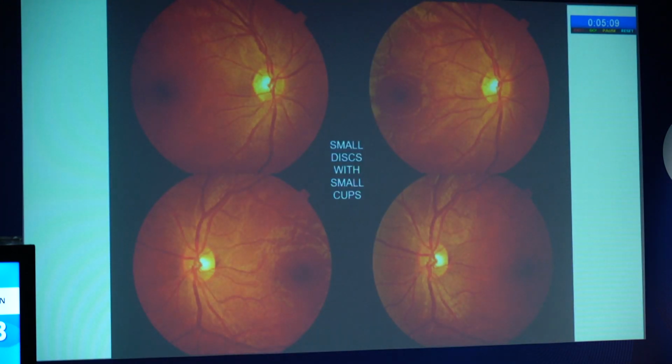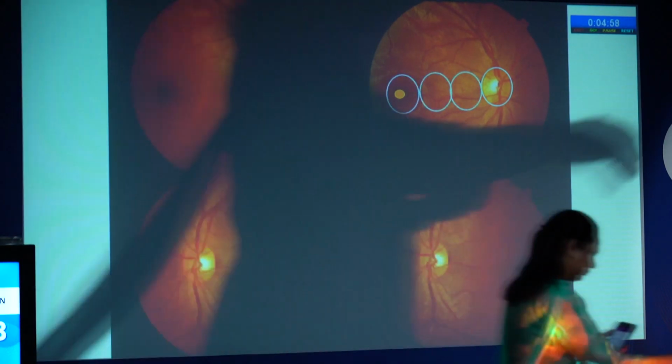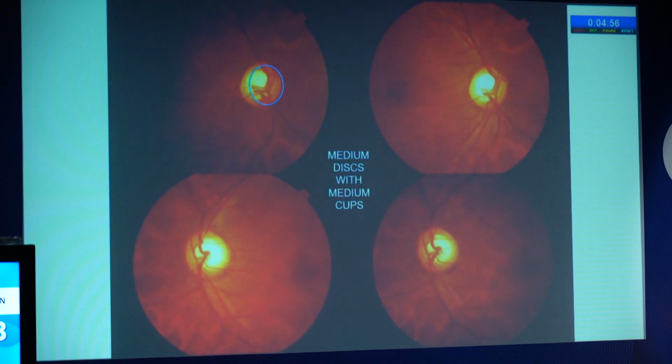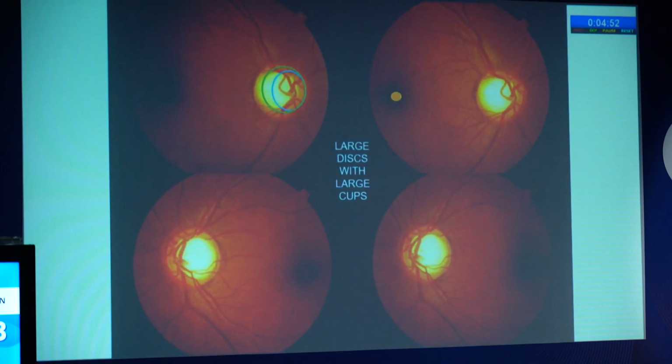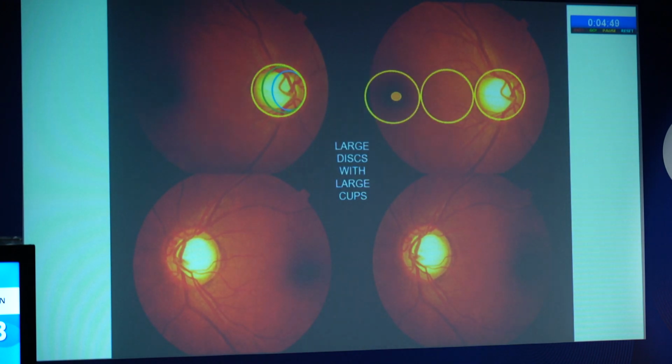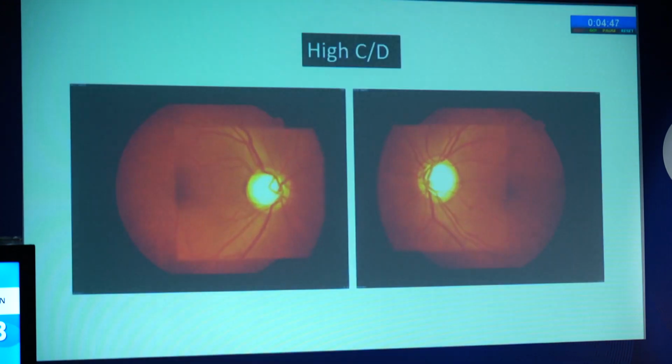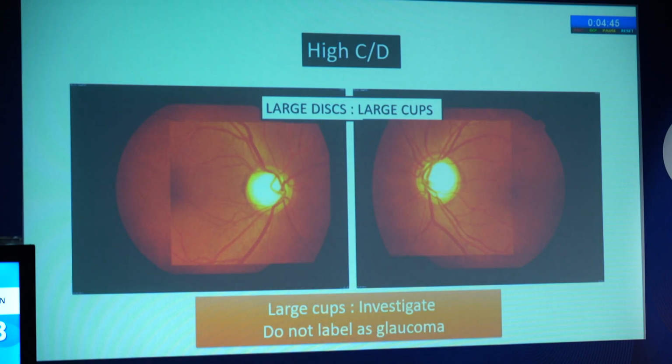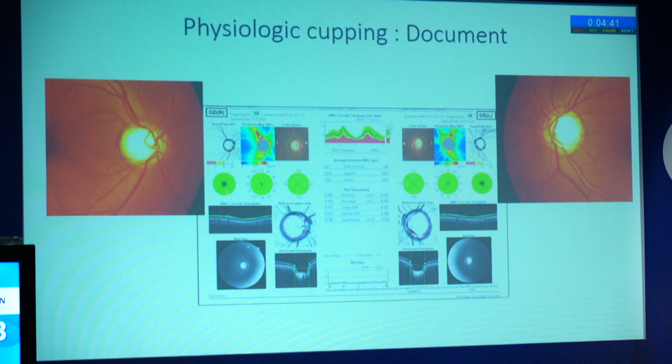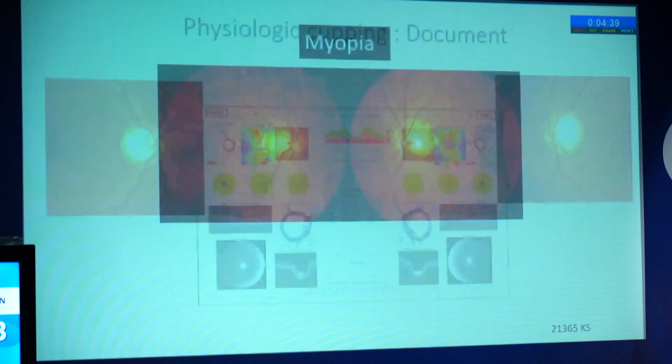So how do we identify disc size? You first identify the fovea to disc distance and the disc diameter, that is the circle over the optic nerve, and find out the disc diameter. If the disc diameter is around 3, this can be a small disc. A medium disc will have a disc diameter of around 2, and if it is less than 2, this can be a large disc with a large cup. So whenever there is a high CD ratio, you need to investigate. Do not label immediately as glaucoma, because this can be totally normal.